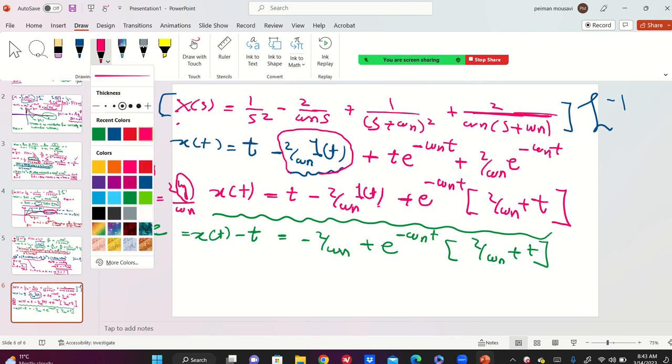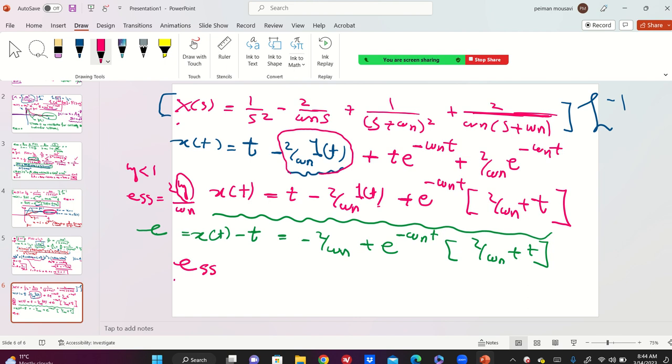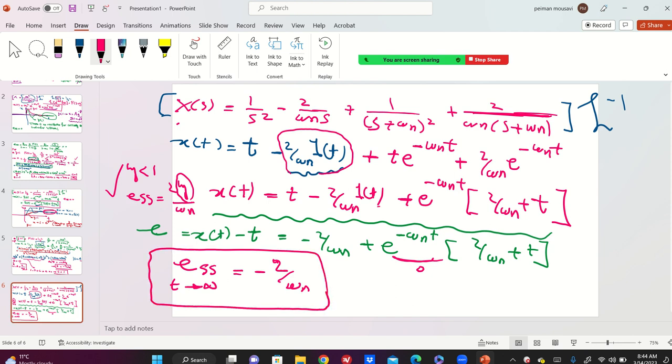Meaning, mathematically, ESS, steady state, means t goes to infinity. When t goes to infinity, this goes to how much? 0. So we get, as we developed previously, 2 over omega n, because zeta is 1. So the steady state error signal of this system is the same as the underdamped system, with the exception that zeta is 1. Right? So if you are done, I will move to the next page.